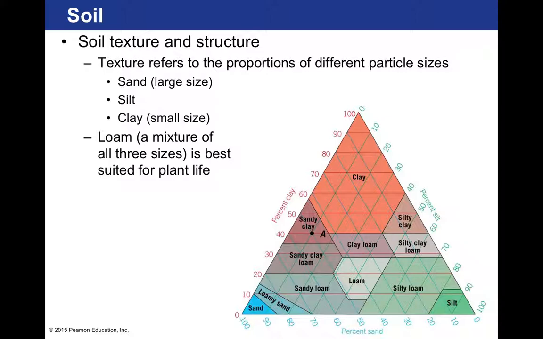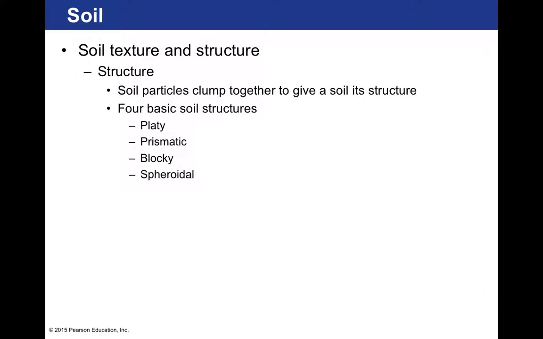This is just a chart showing you the different types of soil depending on the percentage of particle-sized pieces in that piece of soil. So you have silt, clay, and sand, where loam is the best suited for plant life. You also have structure. Soil particles clump together to give soil its structure. There are four basic types: platy, prismatic, blocky, and spheroidal. Make sure you know the differences between those four by reading the chapter.